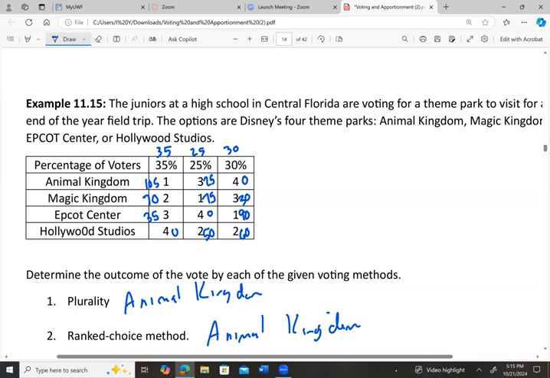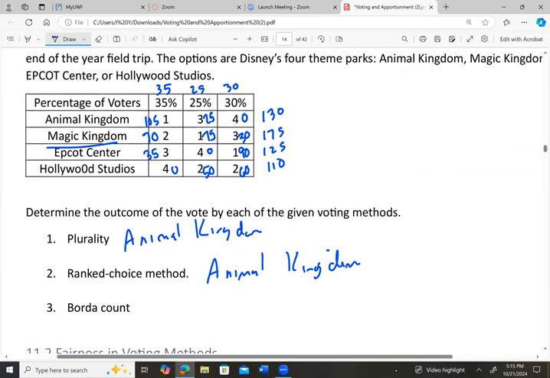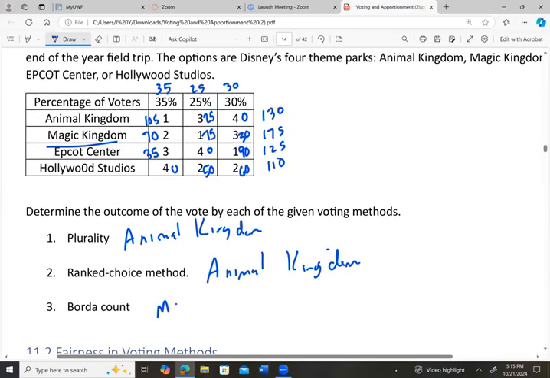Adding these together, that's not 180, 130. This is 175, 125, and 110. So in this case, with the Borda count, Magic Kingdom would win. And that finishes up our first section in this chapter.